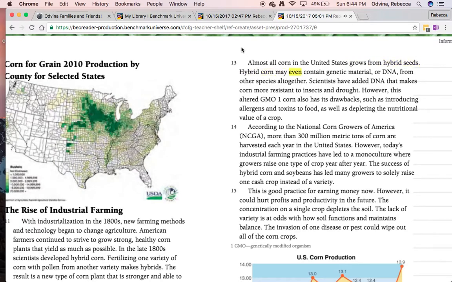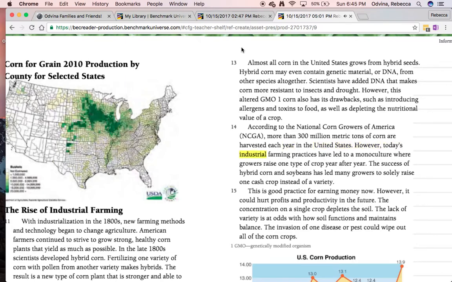Hybrid corn may even contain genetic material, or DNA, from other species altogether. Scientists have added DNA that makes corn more resistant to insects and drought. However, this altered GMO corn also has its drawbacks, such as introducing allergens and toxins to food, as well as depleting the nutritional value of a crop. According to the National Corn Growers of America, NCGA, more than 300 million metric tons of corn are harvested each year in the United States.